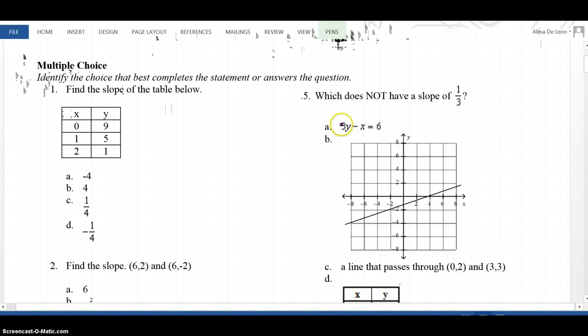If I'm looking at an equation and I'm trying to find slope from an equation, I have to try to get that equation to look like y equals mx plus b. So our goal is to get any equation to look like y equals mx plus b, because if I do that, then I know that whatever is in front of the x is going to be my slope. So that's what I'm going to do in answer choice A.